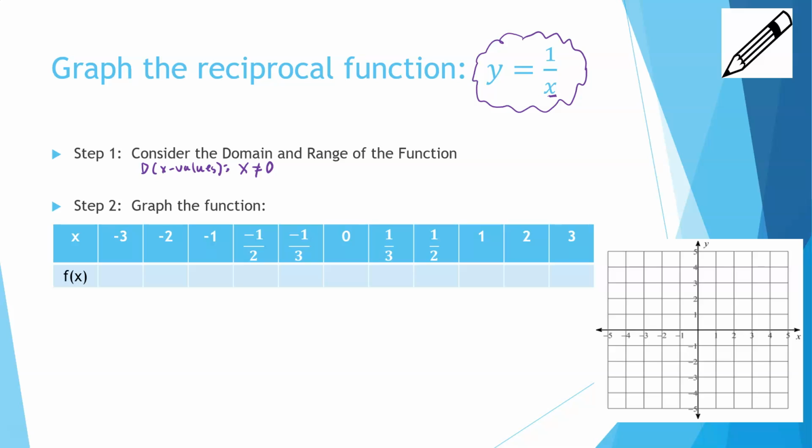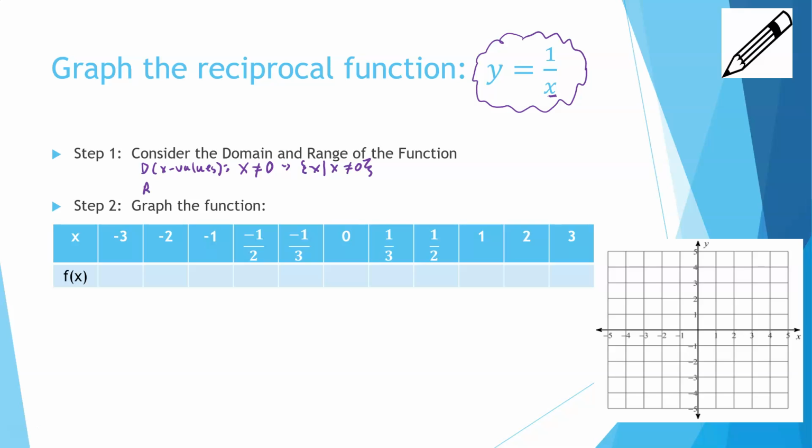Sometimes you'll see this in set notation, and it'll look like this. It has the x such that x can't equal 0. Okay, but for my purposes, if you just want to write x can't equal 0, that's great. Okay, so no matter what I plug in, I can never plug in 0.